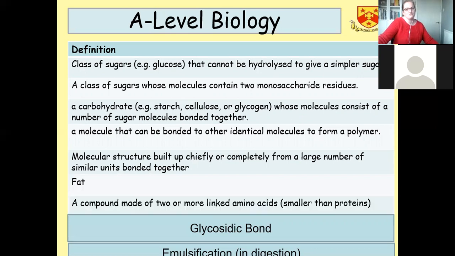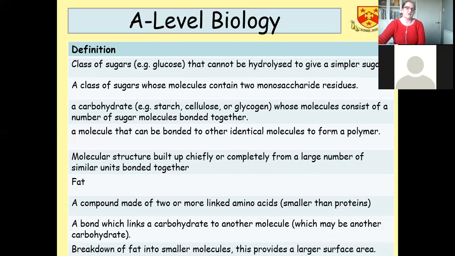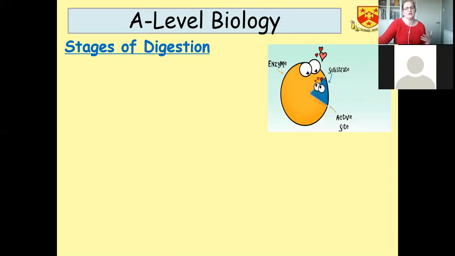Peptides are a compound of 2 or more linked amino acids. These are smaller than proteins, remember. A glycosidic bond, we've used glycosidic bonds a few times when we've spoken about glucose and monosaccharides and carbohydrates. So this is a bond which links a carbohydrate to another molecule, which may be another carbohydrate, and then emulsification, which occurs in digestion, which is the breakdown of fats into smaller molecules. So we're going through the stages of digestion.